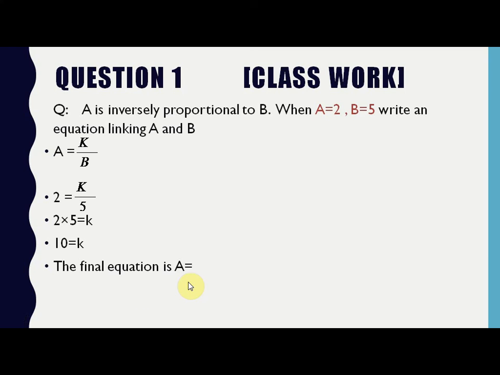Now we have to write the final equation. A is equal to K divided by B. The value of K is 10, so it is 10 divided by B. This is the simple equation linking A and B.